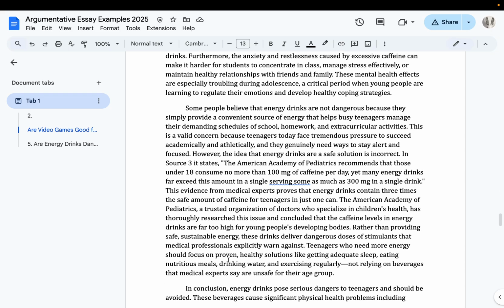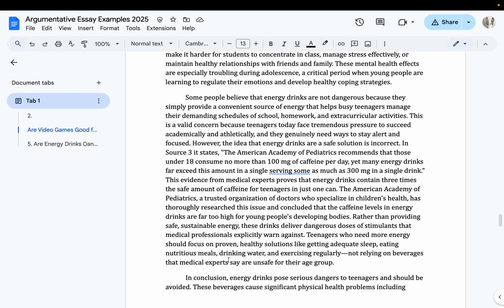Let's look at their counter argument. Some people believe that energy drinks are not dangerous because they simply provide a convenient source of energy that helps busy teenagers manage their demanding schedule of school, homework, and extracurricular activities. This is a valid concern, because teenagers today face tremendous pressures to succeed academically and athletically, and they generally need ways to stay alert and focused. Let's see how they respond.